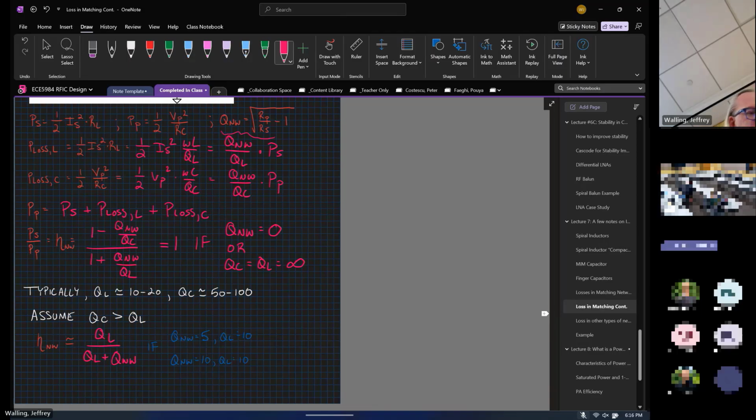Just to give you some context for what this means, if the network quality factor were 5 and the inductor quality factor were 10, so kind of the network quality factor that we just calculated was approximately 5, and an inductor on the low end of the quality factor range, we would see that the efficiency of the matching network would be 67%. Of course, you can directly convert this to dB, just take 20 log 10, and you'll find what the loss of the matching network would be in dB.